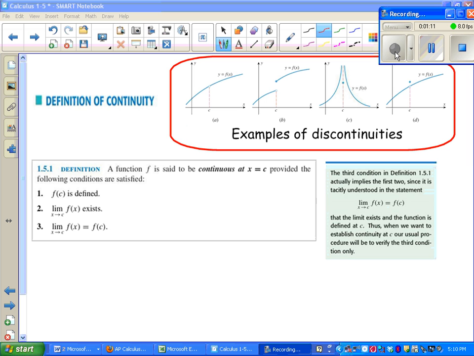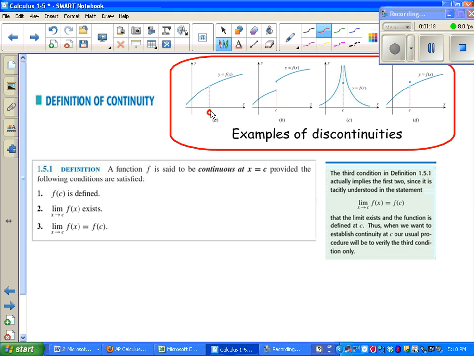At the top of this slide, you see more of those examples of discontinuities at various points. All of those points were labeled C in this example. And then below, we're given the formal definition of continuous. To be continuous at a point, you need to meet three conditions.